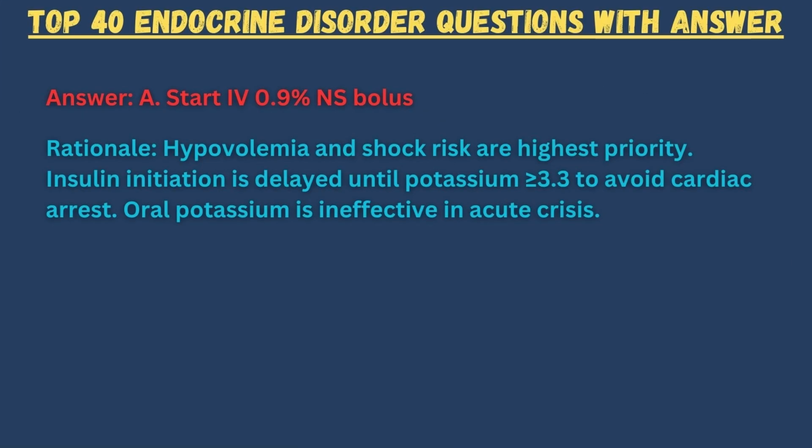Answer. A. Start IV 0.9% NS bolus. Rationale. Hypovolemia and shock risk are highest priority. Insulin initiation is delayed until potassium is greater than or equal to 3.3 to avoid cardiac arrest. Oral potassium is ineffective in acute crisis.